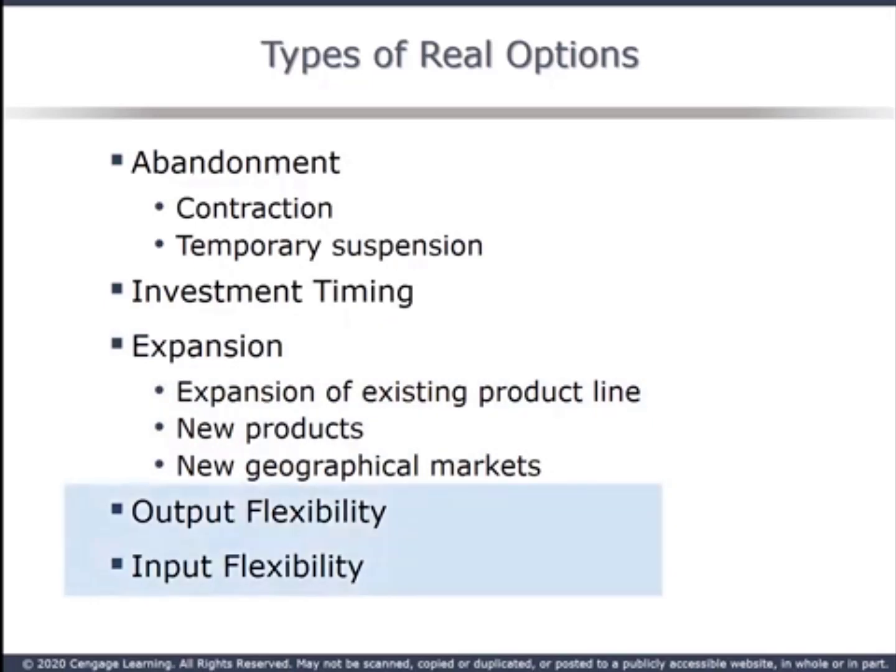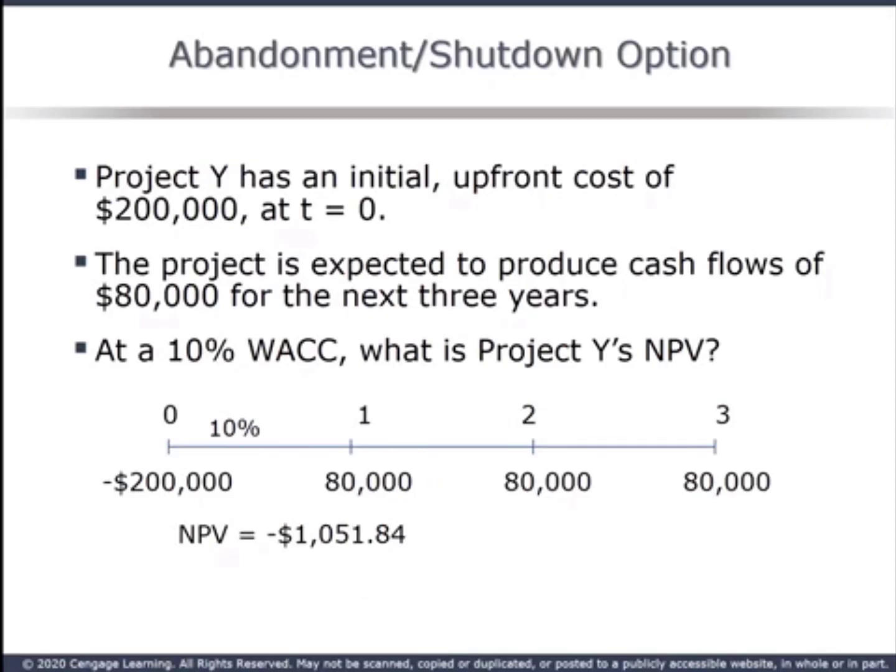Flexibility. Consider a BMW plant in South Carolina designed so that the production line can be easily shifted between sedans and SUVs. Without going in depth into the numerical analysis of real options, let's look at a simple abandonment example.